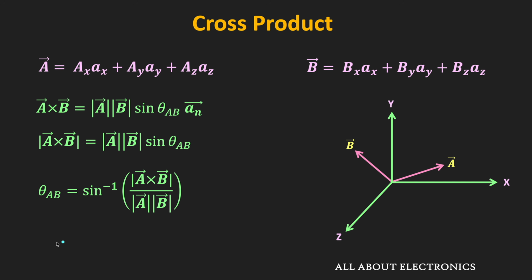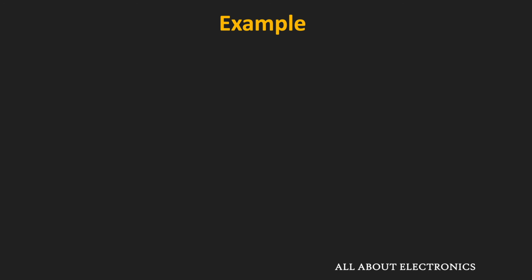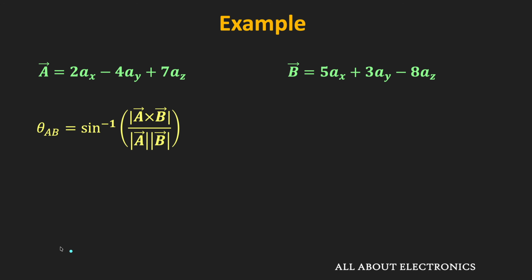Here we already know how to find the magnitude of the vectors A and B, right? And this A cross B can be found with the help of the determinant. So once we get that, then it is easy to find this angle theta AB. To understand that, let us take the same example which we took while finding the angle between the two vectors using the dot product. And let us also compare the results with what we got during the dot product example. So here, this is the expression for finding the angle between the two vectors using the cross product.